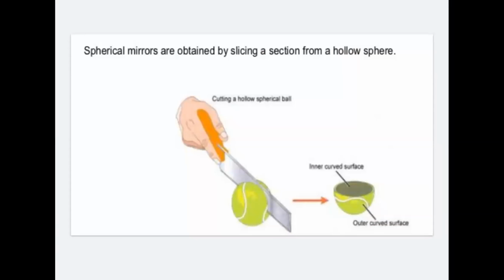Now one question will arise, how are these mirrors being made? We are taking a simple example where a tennis ball is being cut with the help of a knife. Now you get some parts like this. One part is curved inward and one part is curved outward. So depending on how the surface will be coated with silver, on that only we can make out how the mirror will be, whether it will be a concave mirror or whether it will be a convex mirror.